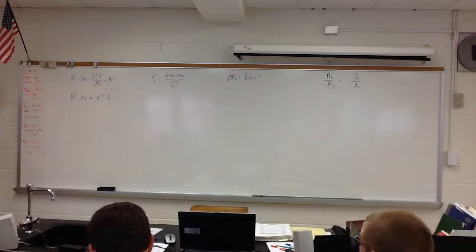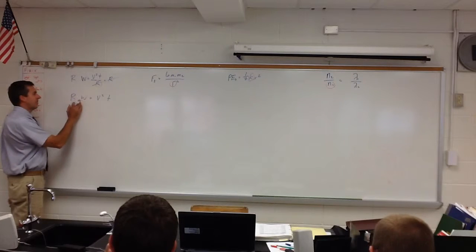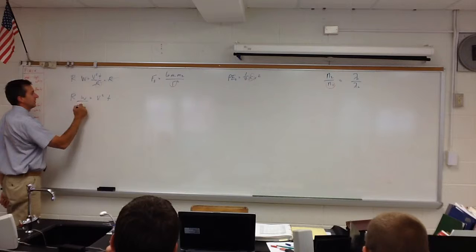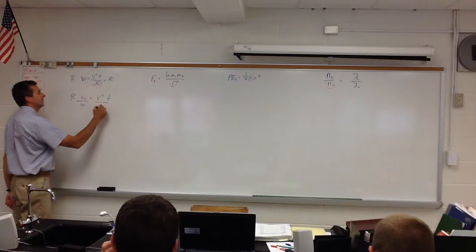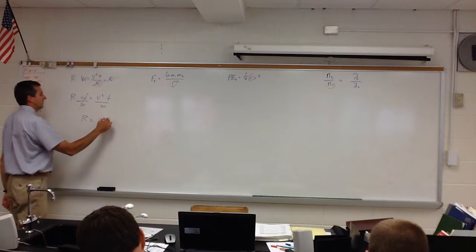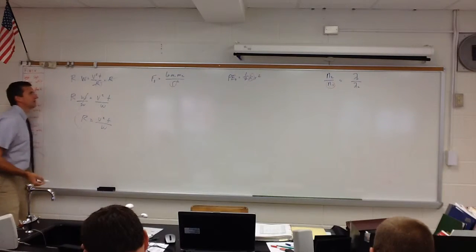All of a sudden the problem doesn't seem so bad anymore, because I want the r, and all that's blocking me is the w, and to get rid of that I can just divide by the w. Whatever I do to one side, I do to the other side. Cancellation: r equals v squared times t over w. I've rearranged it for r.